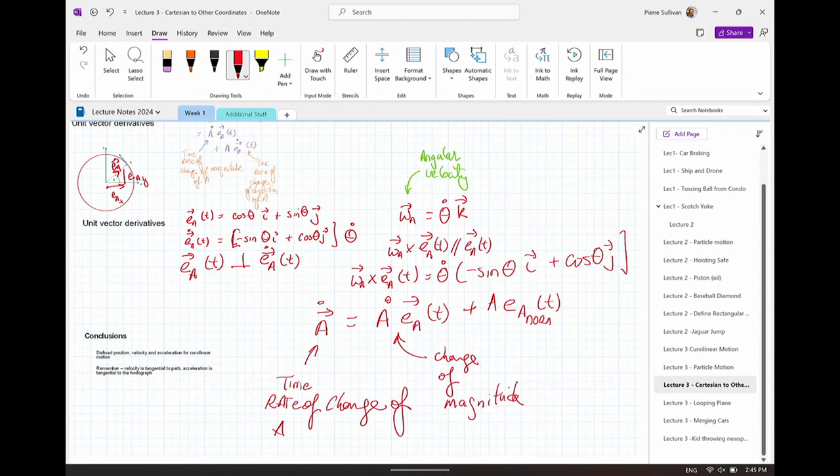First, I have the change of magnitude. And then the change of direction. When I start to go to the next coordinate systems, so those are nt and r theta, this becomes much more important. So in those cases, I'm going to have to worry about not only the change in magnitude of the quantity of interest, velocity, position, whatever, but also the change in direction.